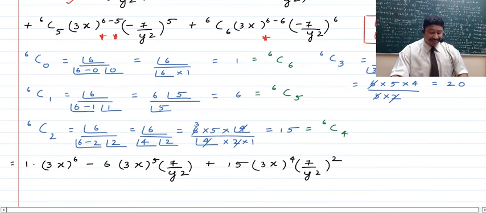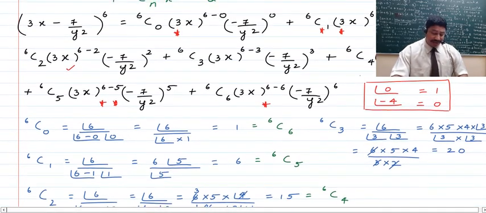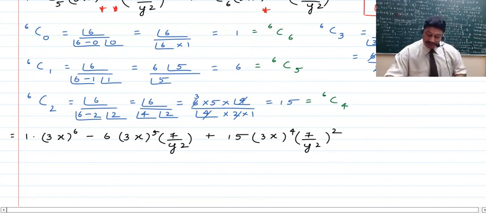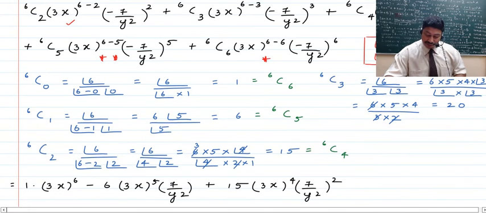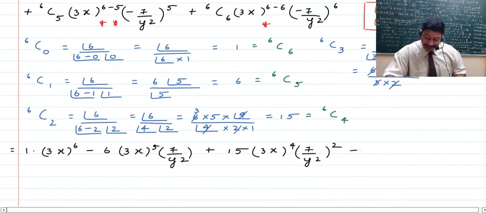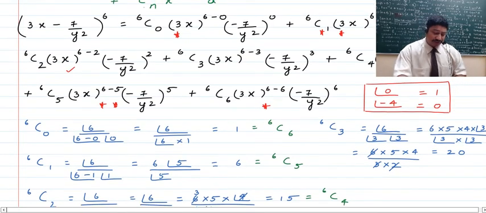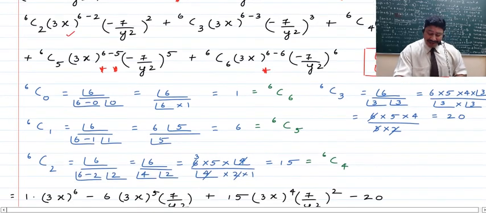because the sign was minus, so when it got squared, minus into minus will become plus. As such, we will just write the value of the binomial coefficient. We will write 3x raised to the power 4 and 7 upon y square raised to the power 2. Now after that, we will write the next term, which will first have the binomial coefficient. So we recall 6c3, remember it came to be 20. So next we will have minus 20, because in the next term we will have minus 7 upon y square raised to the power 3, right? And that is the reason we will have a minus sign here.